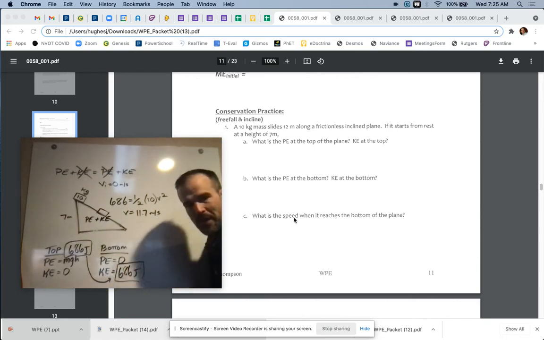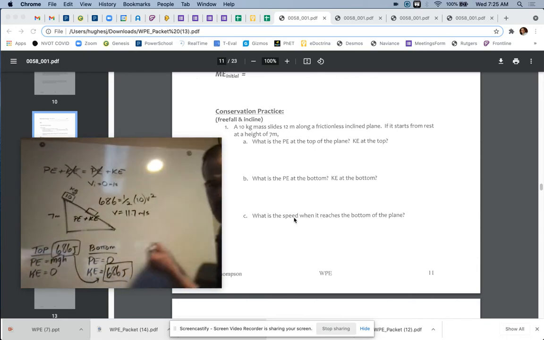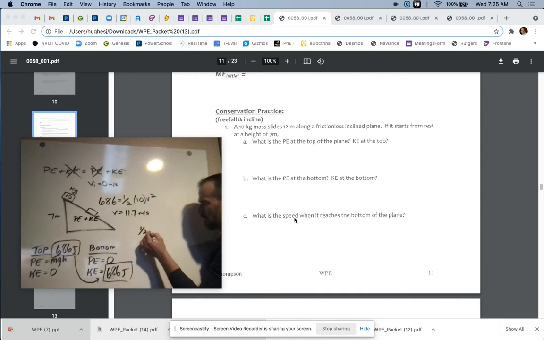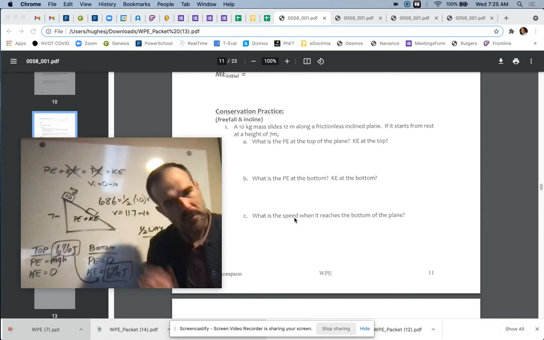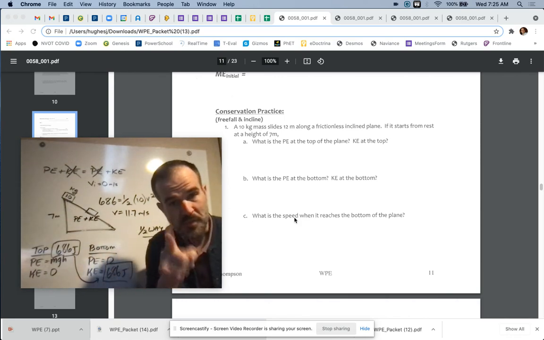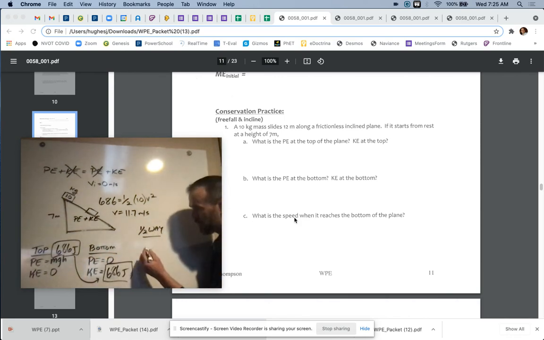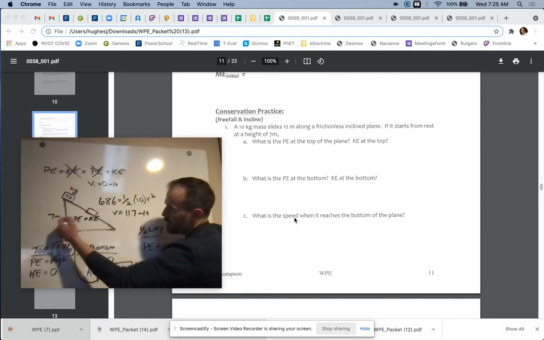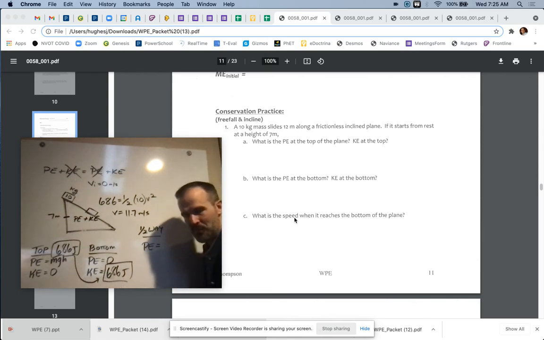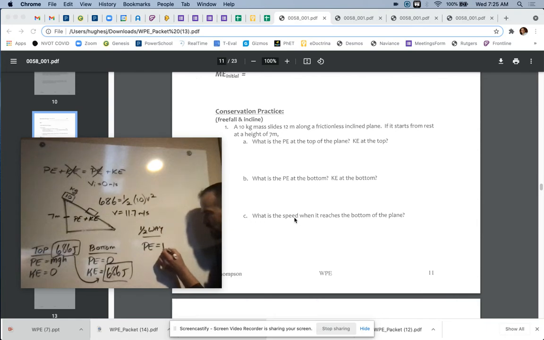So what would happen? Let me talk about halfway down. Halfway down, you don't have a full transfer going on, but you do have a split right in half. So halfway down, what's PE halfway down? Well, my drawing's not perfect here, but that would be what height? Wouldn't that be 3.5 meters? So you do an mgh, 10, 9.8, 3.5.